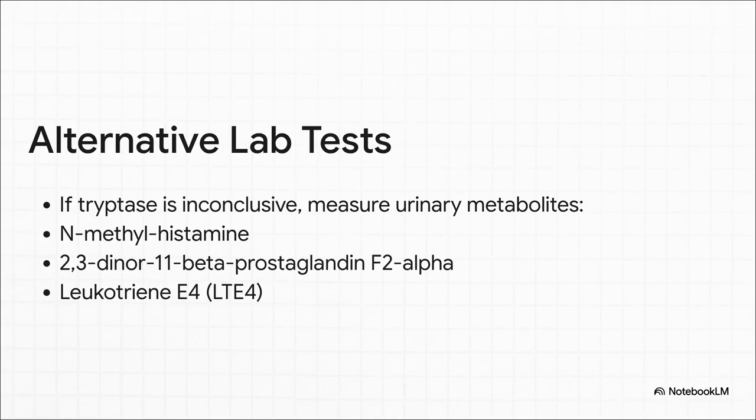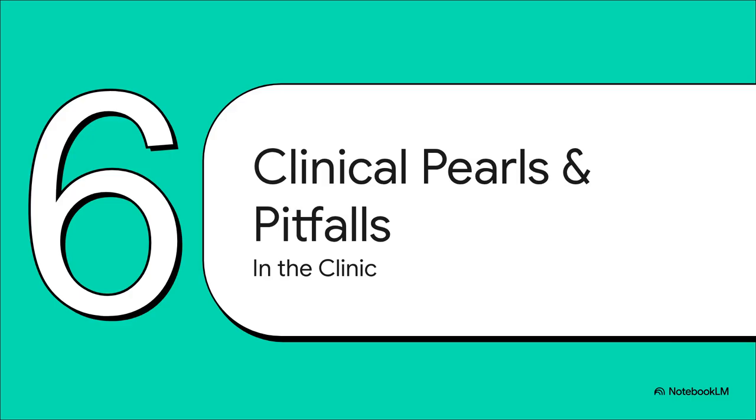So what happens if the tryptase testing is kind of murky or inconclusive? Well, you're not out of options. You've got a plan B. You can look for other evidence by measuring the breakdown products of other mast cell chemicals in the urine, like N-methylhistamine.